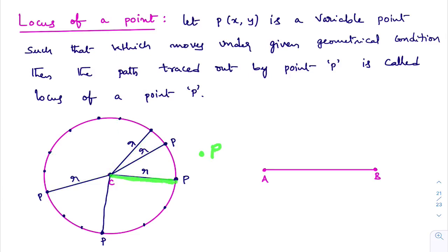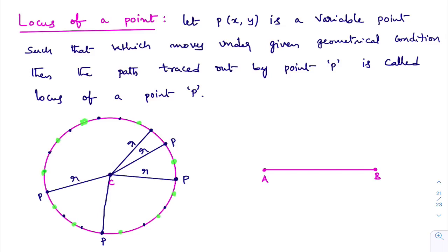If that is the condition, try to understand this geometrical condition varies from example to example. In this example, P is a variable point, C is a fixed point. The point P moves such that its distance from the fixed point is always constant. If I consider like that, the points we will get are like this. This is the variable point P. This is the variable point P.